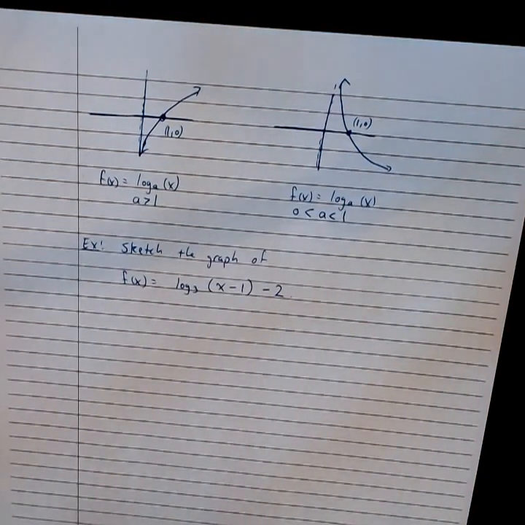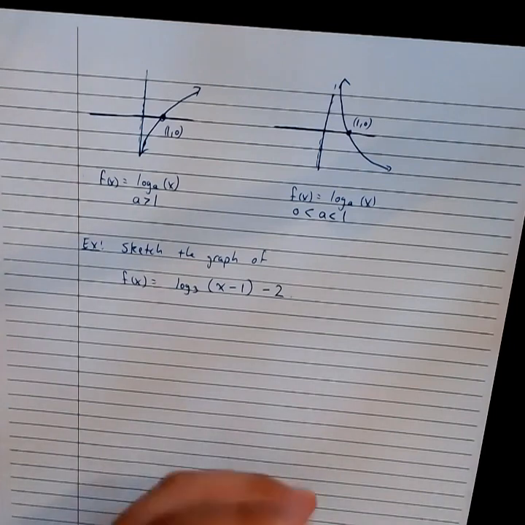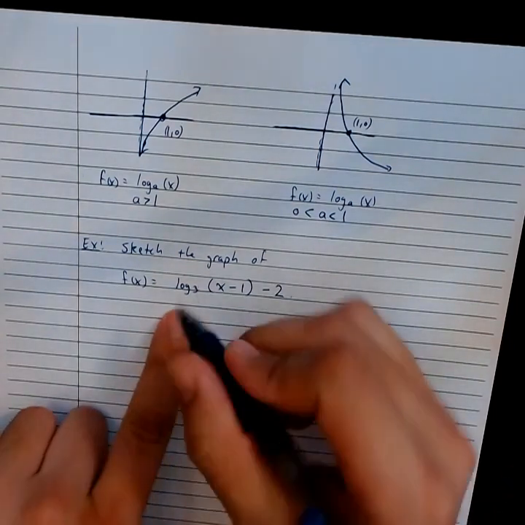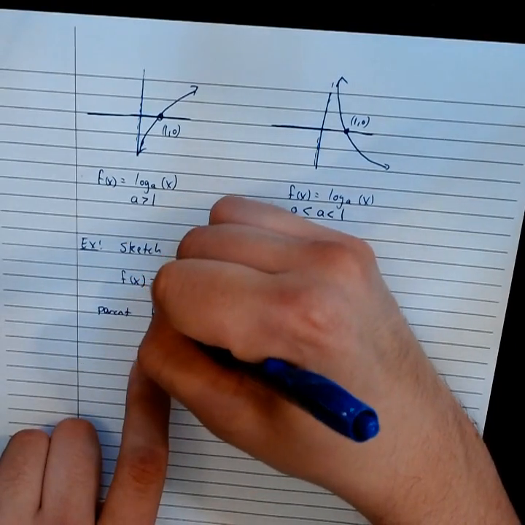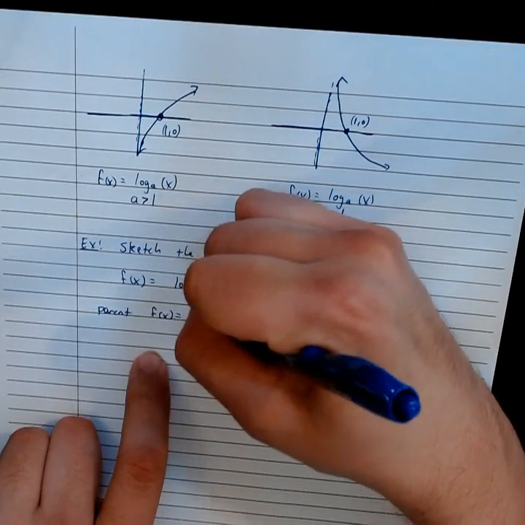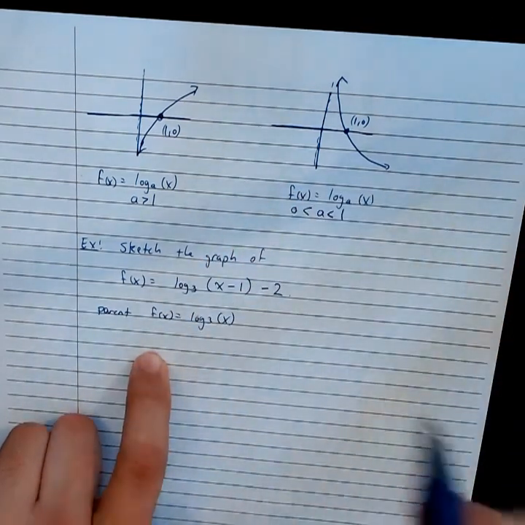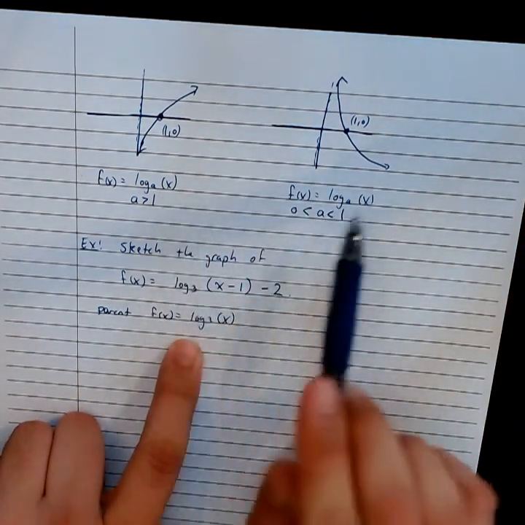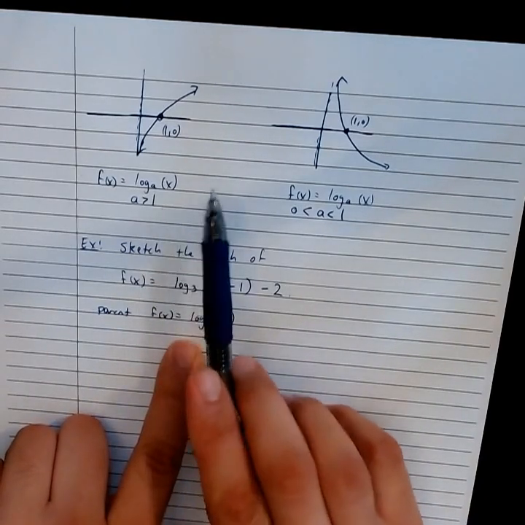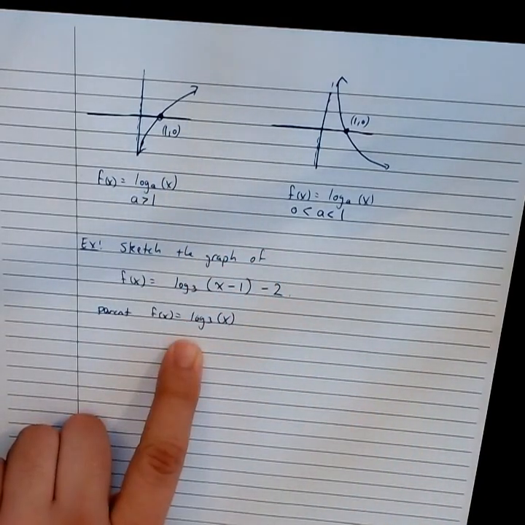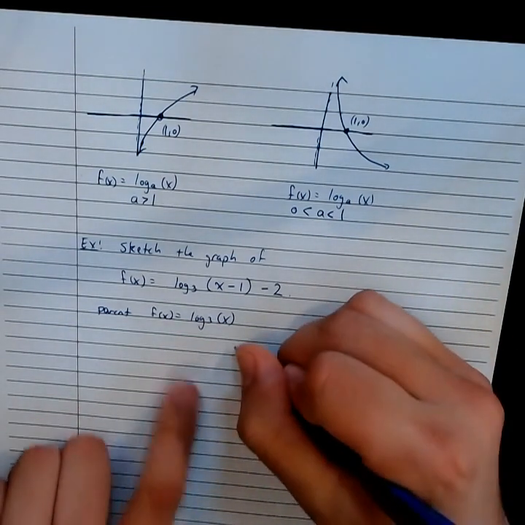So we're going to begin with a parent function. Remember, the parent function is the most basic function without any additions, subtractions, or multiplications. So our parent function, f(x) equals log base 3 of x. Well, that's a logarithmic function. And since the base is 3, which is bigger than 1, that'll be my parent function. So let's start off with that graph.